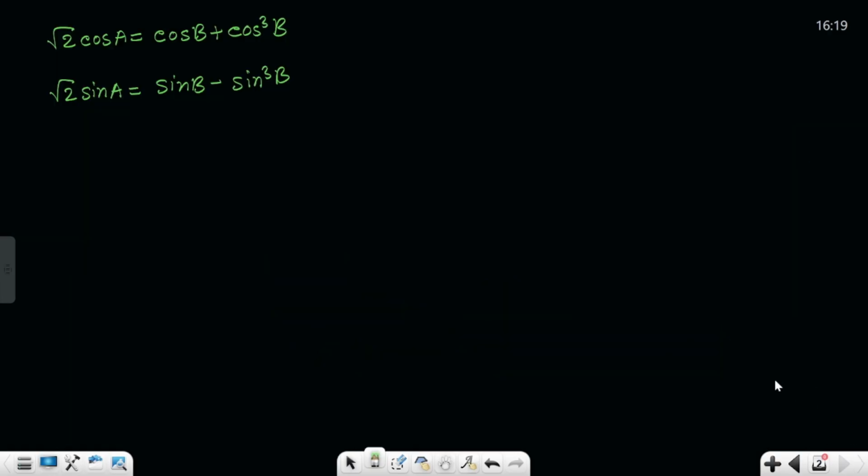Now what will you do? You will square both sides of this equation. So if we do it, it will be 2 cos square a equal to, here we will use the a plus b whole square formula. So here it will be cos square b plus 2 into cos b into cos cube b. So that will be cos to the power 4 b, plus cos to the power 6 b.